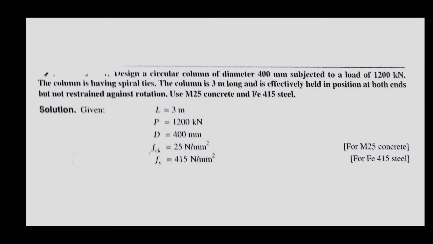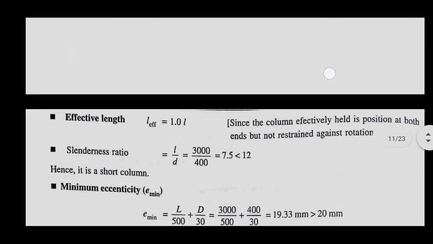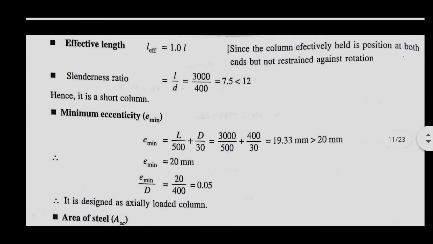Diameter capital D is 400 mm, Fck is 25 Newton per millimeter square for M25 concrete, and Fy is 415 Newton per millimeter square for Fe415 steel. So, first of all, we have to find out the effective length, L effective, for the condition: column effectively held in position at both ends but not restrained against rotation. Let's check Table number 28 of IS 456 2000.